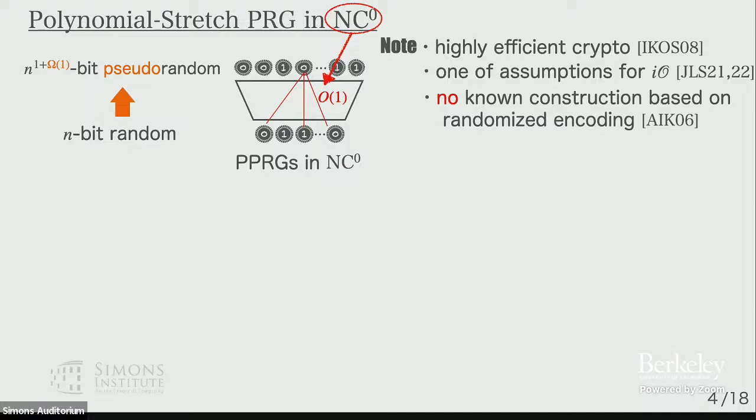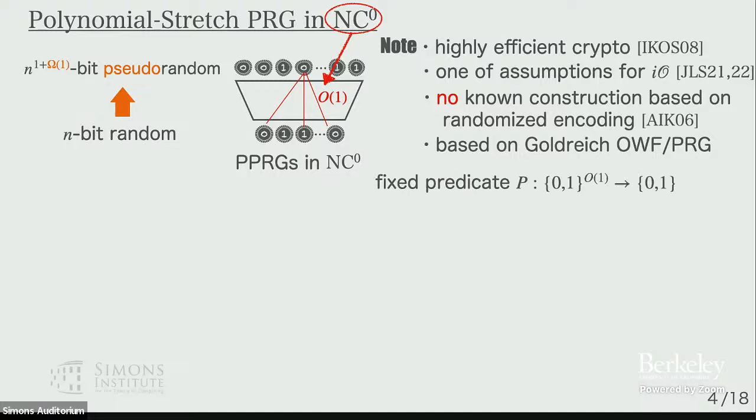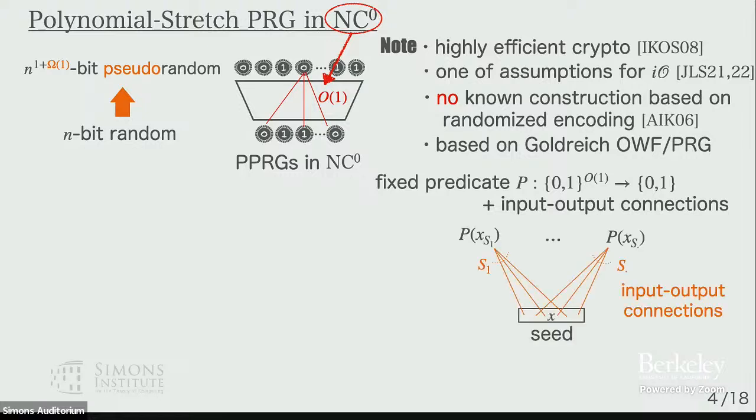And so the previously known construction for this primitive is based on one framework, Goldreich's PRG. This is a generator specified with a fixed predicate P and an input-output connection, and it defines some generator. So we have a random seed, and for each input-output connection, we look at the corresponding part and apply this fixed predicate. And so the previously known candidates for PRG in NC0 follow this framework with a good choice of fixed predicate P and input-output connection.